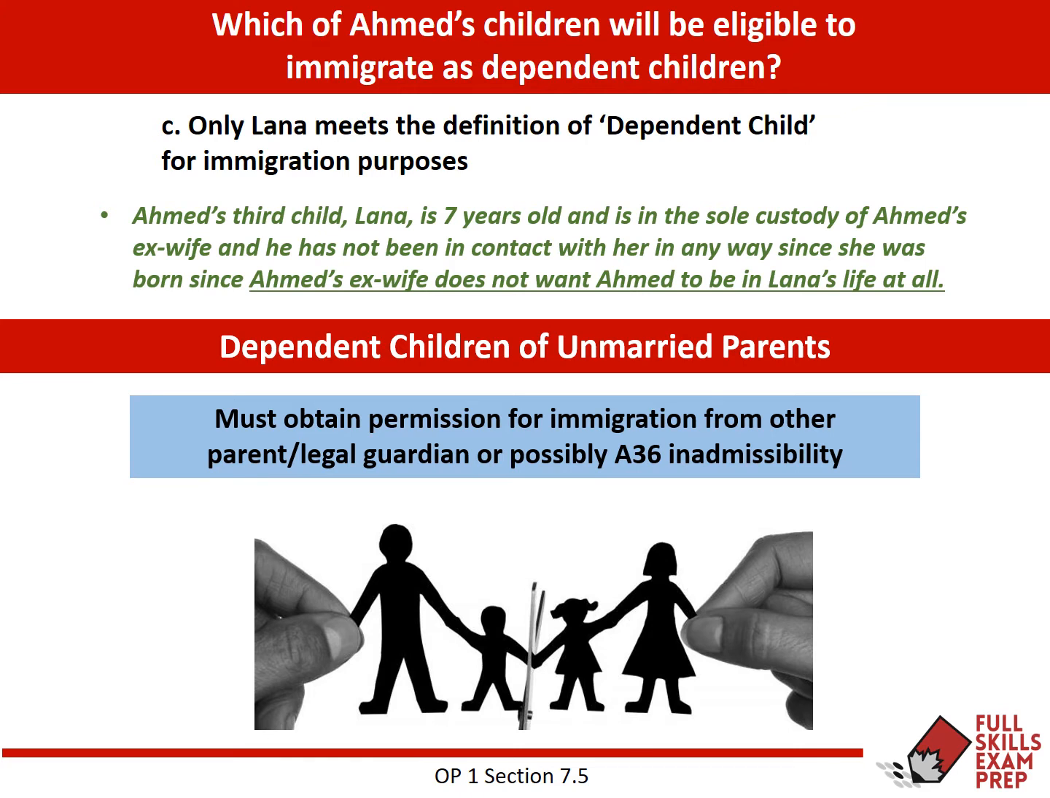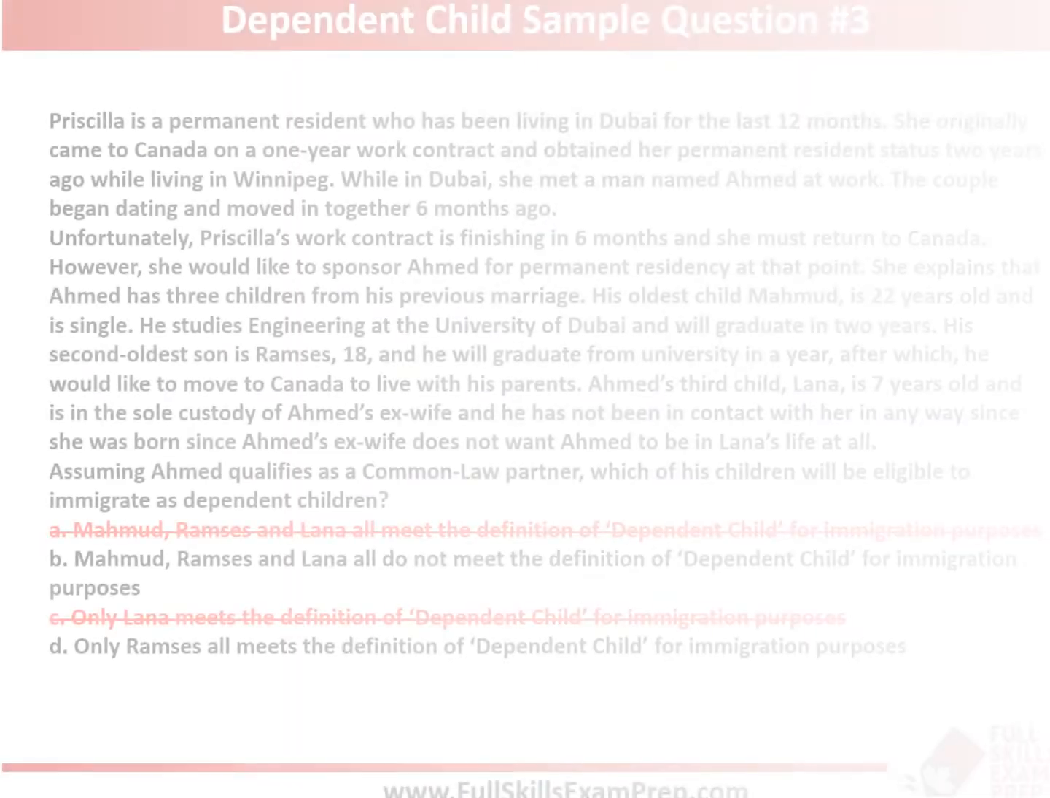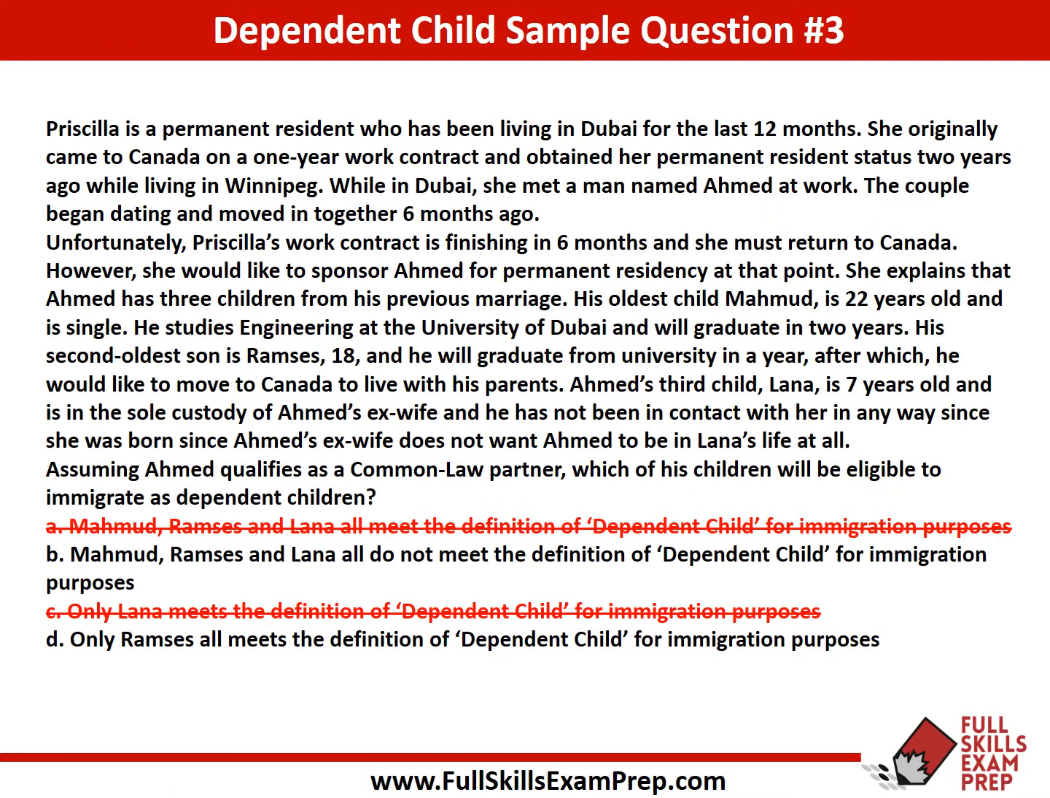All right, so with this one, we could see that C is definitely incorrect because Ahmed's ex-wife doesn't want Ahmed in Lana's life at all, and she has custody. Okay, so we saw in C that Ahmed's ex-wife has sole custody of Lana, and she doesn't want Ahmed in Lana's life at all, so Ahmed would definitely not be able to get permission to sponsor her for immigration.